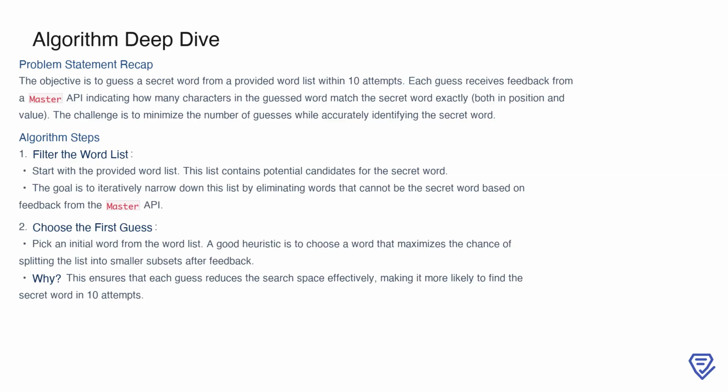The algorithm begins by filtering the word list, which initially contains all possible candidates. The idea is to iteratively reduce this list by eliminating words that cannot possibly be the secret word based on feedback. For the first guess, we don't just pick a random word. Instead, we use a heuristic to choose a word that maximizes the chance of splitting the word list into smaller subsets. This approach ensures that each guess provides meaningful feedback, allowing us to narrow the search space effectively.